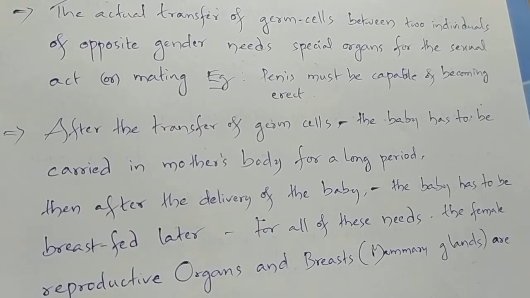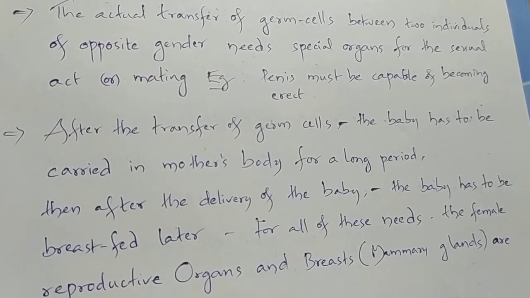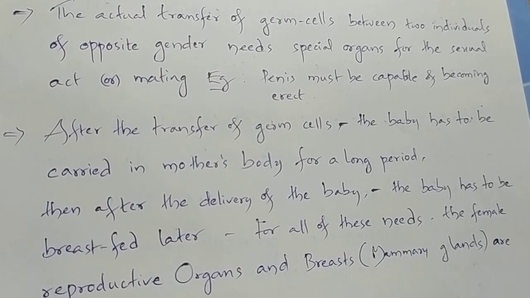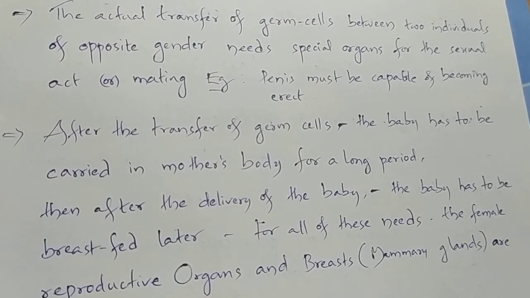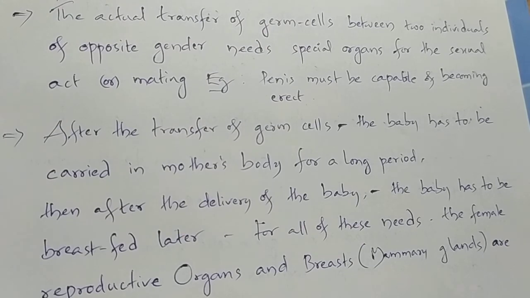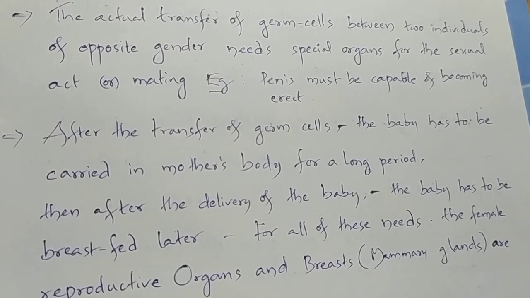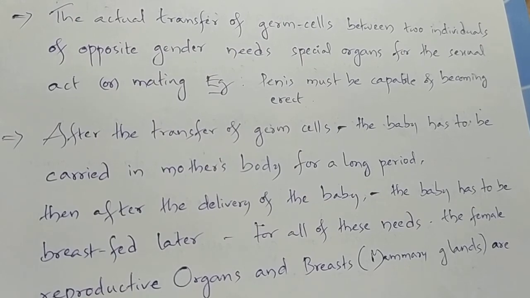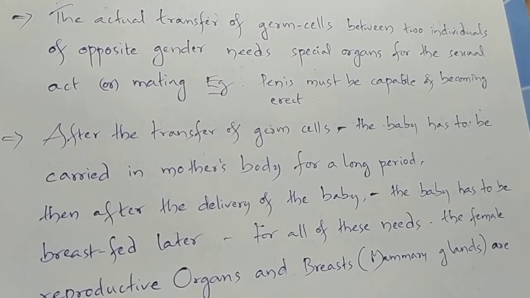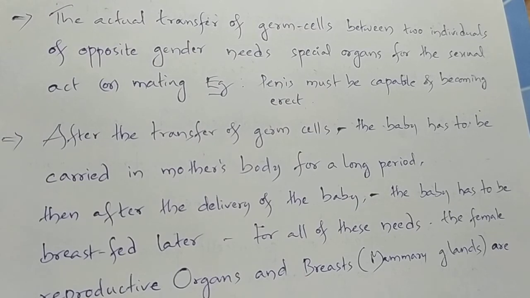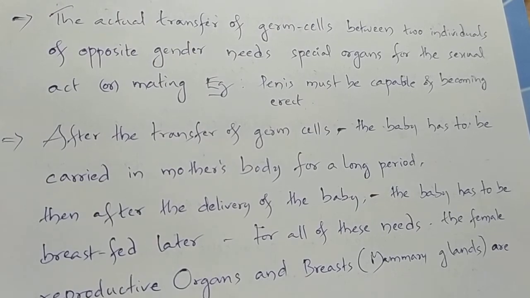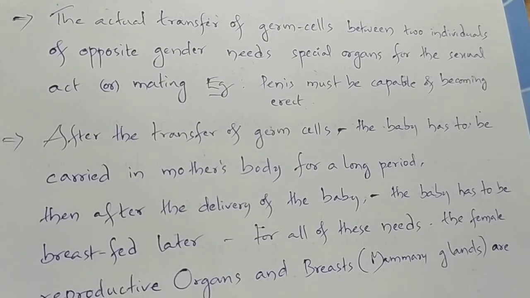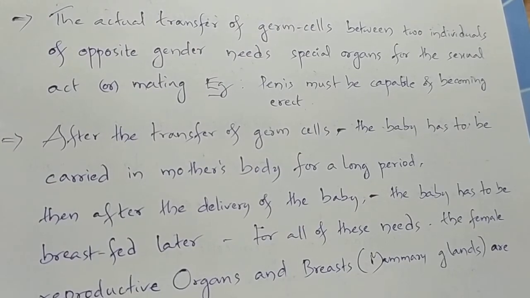But while mating is carried out, in order the transfer of germ cells between individuals to take place, special organs must be present in their developed state. Like the penis must be able to becoming erect. Okay, this process is completed.